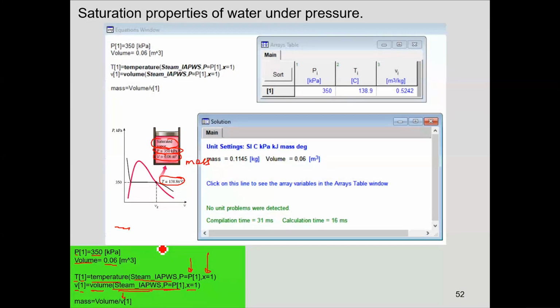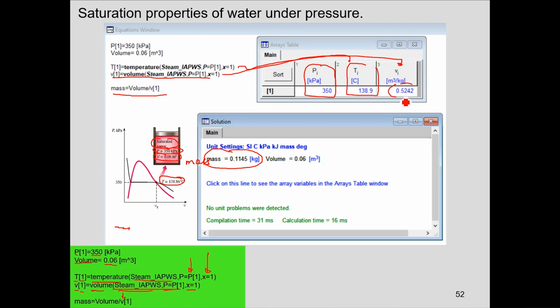Once you run this program, you will see that this is the pressure that you gave. This is stored in row 1. Temperature is found out by the software as per this command, and specific volume has been found out and stored over here as per this command. And this is the mass that has been calculated by the software using the command of volume divided by the value stored in column V row 1, which is your specific volume.